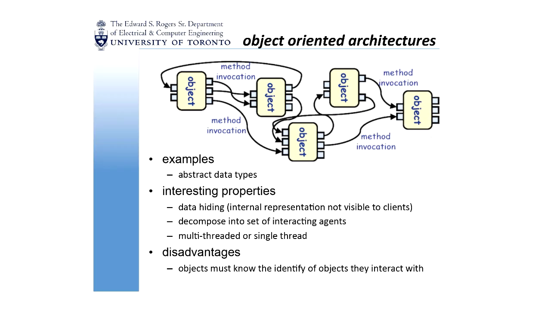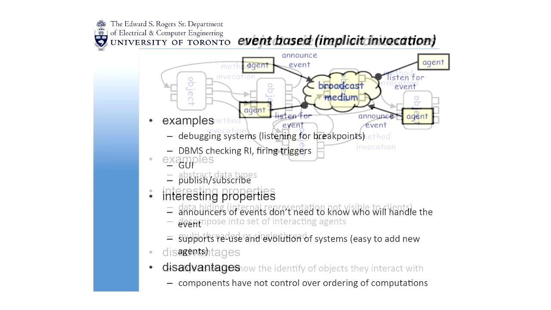In object-oriented styles, we decompose the system into a set of interacting agents. This promotes data hiding, as the internal representation of an object isn't visible to its clients. However, a major disadvantage is that objects must explicitly know the identity of the other objects they wish to interact with, which can lead to complex webs of dependencies.